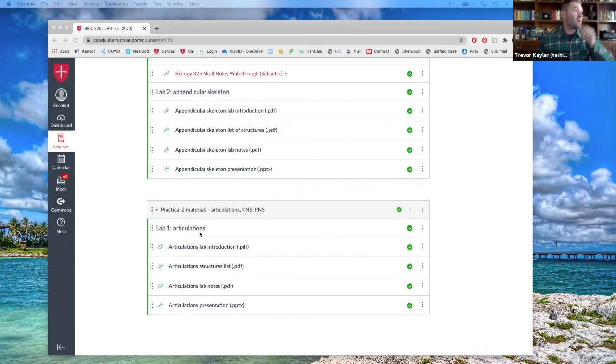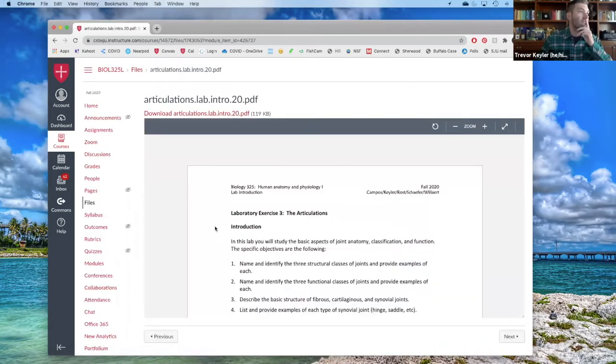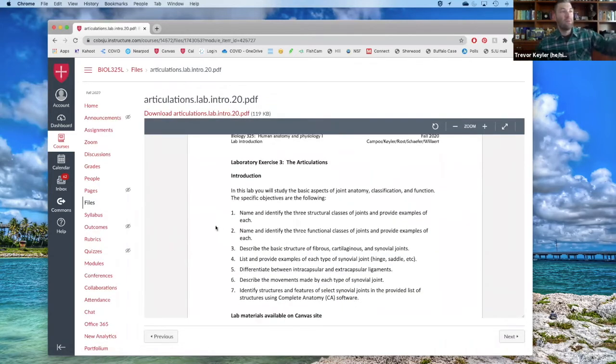So under articulations here, there's going to be this lab introduction. And we'll kind of follow this as we go today, but you'll notice out of these 7 different things, it's actually only number 7 where you're identifying structures off of the list. These items 1 through 6 are going to be a little different. So it's going to be like name and identify 3 structural classes. So that's not really a structure, right?